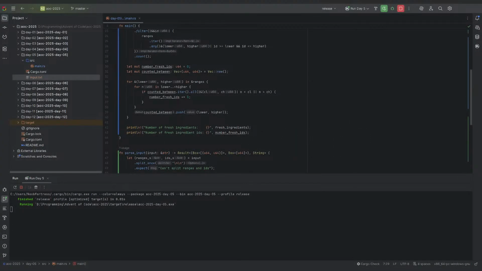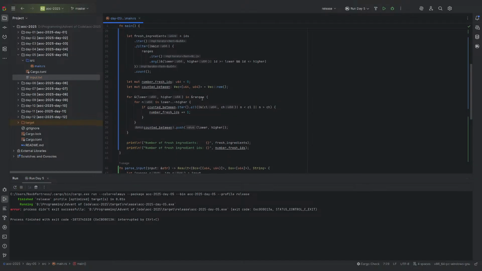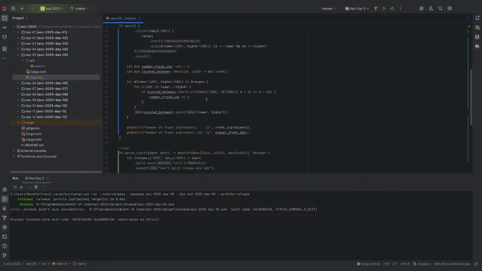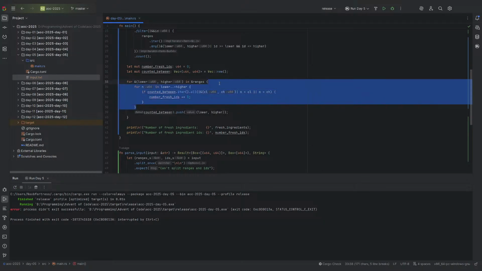I'm back, and it is still going, which is not great. I'm gonna cancel it, I think. This super lazy algorithm is just not efficient enough. So I'm gonna have to get smarter than this.